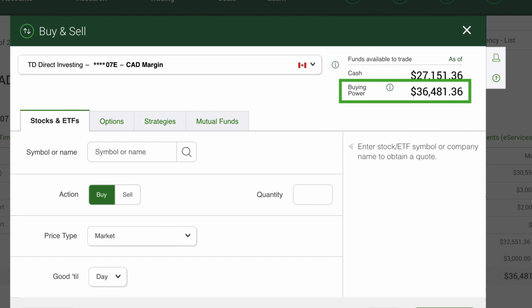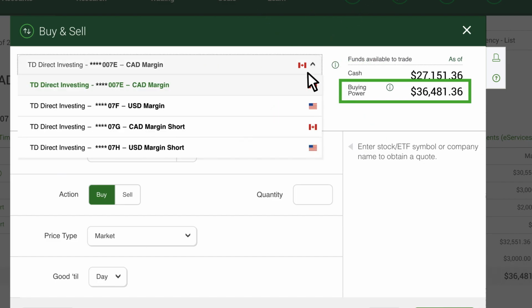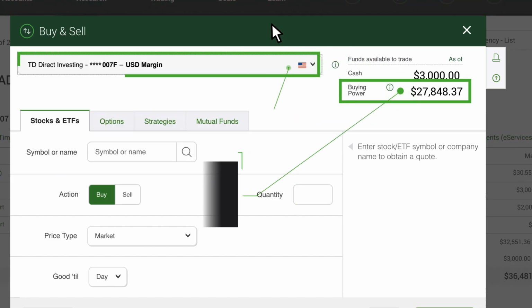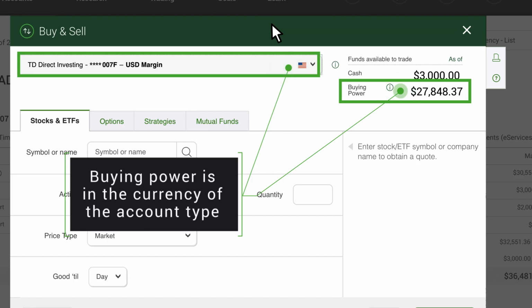This number is real-time and updates whenever money is moving or a trade is occurring in the account. Changing from the Canadian component of the margin account to the US component also displays your combined buying power, or margin, in that currency for easy reference. Since it's real-time, this is the best number to use when you're calculating margin.